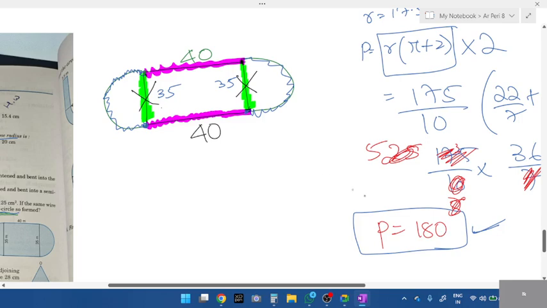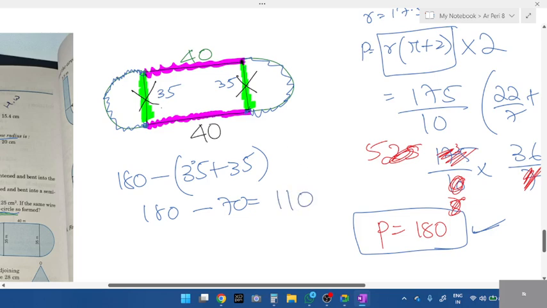We got 180. In 180, these two green lines are 35 plus 35. Look here, 180 minus 35 plus 35. Subtract this 35 plus 35. What do you get? 35 plus 35 is 70. 180 minus 70 is 110, which means these two, students, this first semicircle, second semicircle, total perimeter was 180.